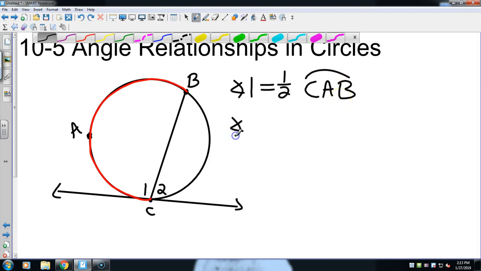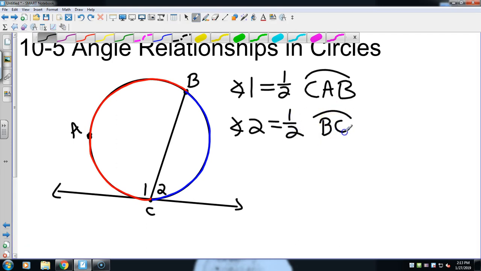Then angle two, I'm going to draw its intercepted arc in blue because blue is nice and bright as well. I like the blue and red. And of course, it's Spartan colors as well. So that makes it awesome. Okay. And so angle two is one half of arc BC.